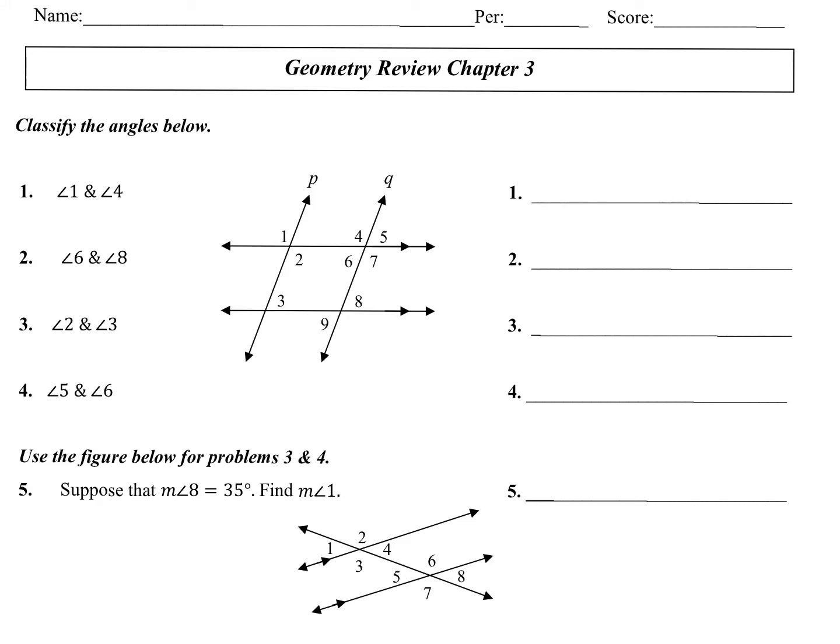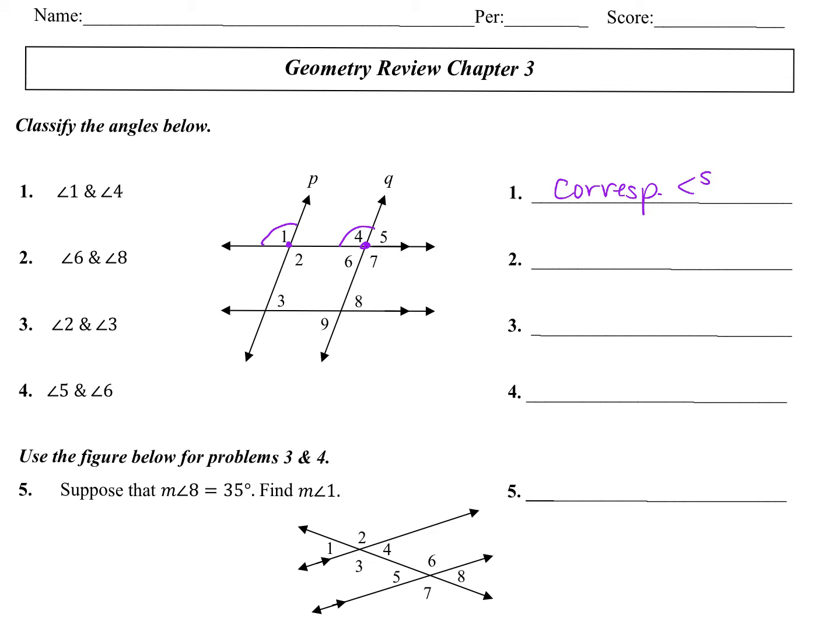1 through 4. We are naming different types of angles. So if you look at number 1, it says, what kind of angles are angle 1 and angle 4? What would those be called? Those are corresponding. Remember, corresponding means you're sitting in the same spot from the vertex. So this is top left and top left. Those are corresponding angles.